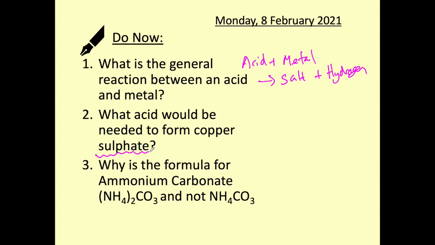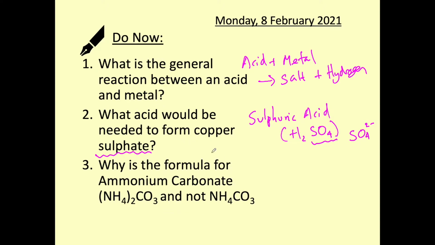So in order to get sulfates, we need to be using sulfuric acid, which is H2SO4. So that is our sulfate ion there, SO4. And because hydrogen has a +1 charge, we can work out that sulfate has a 2- charge.